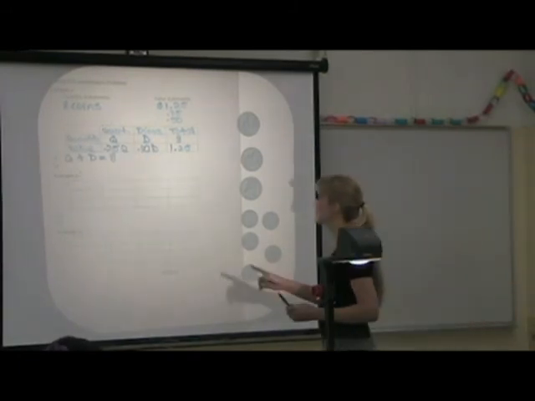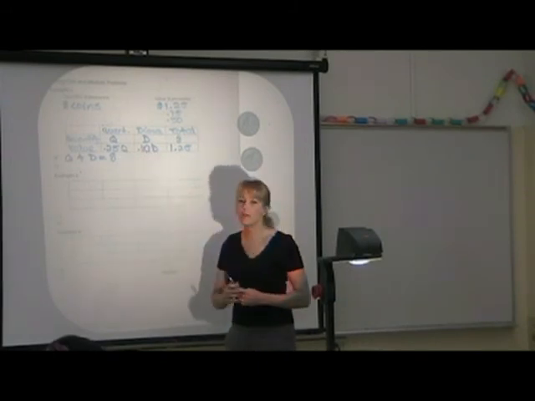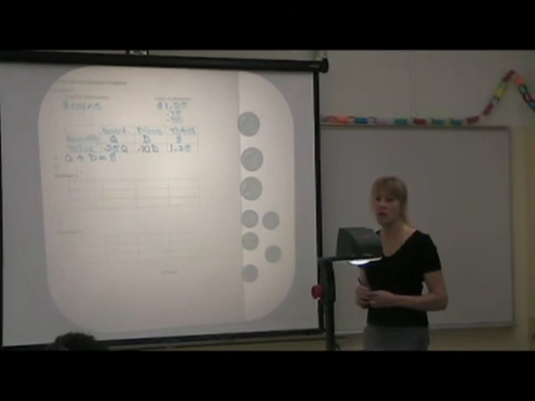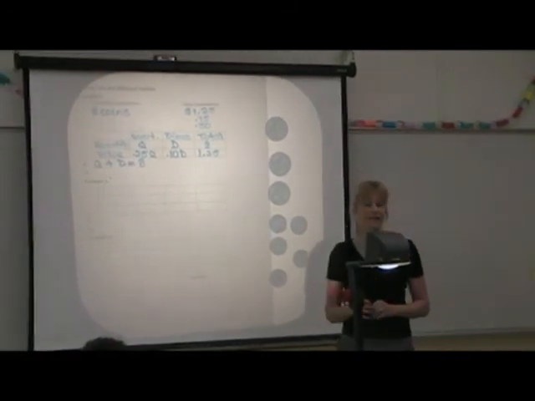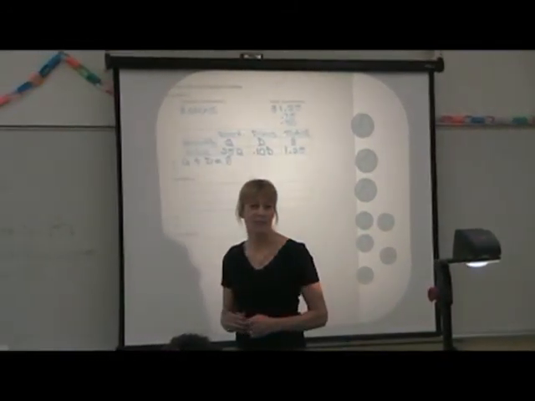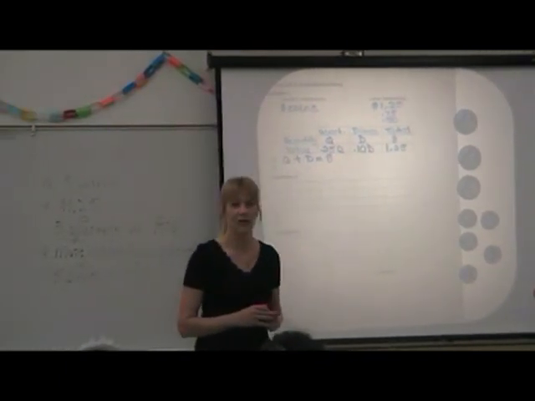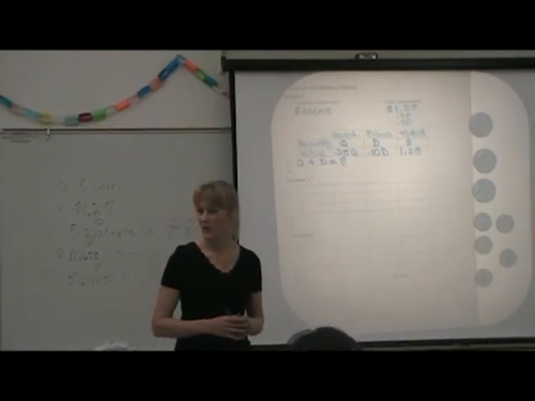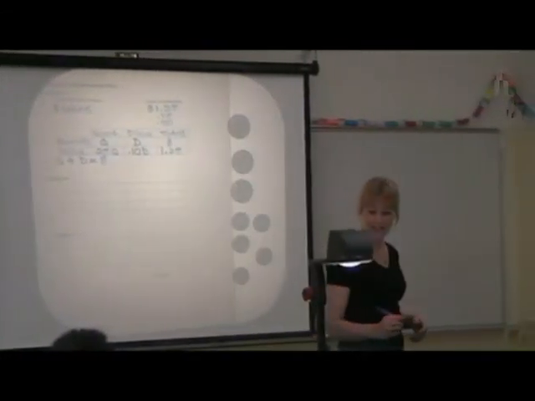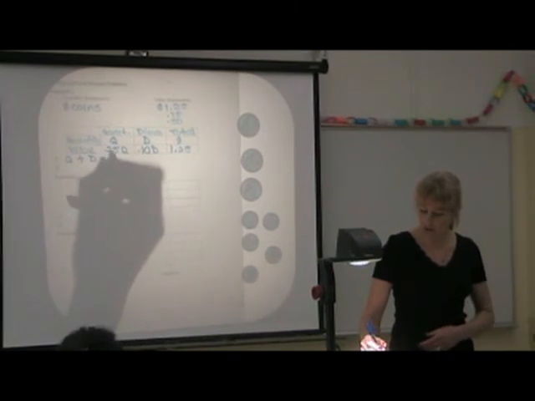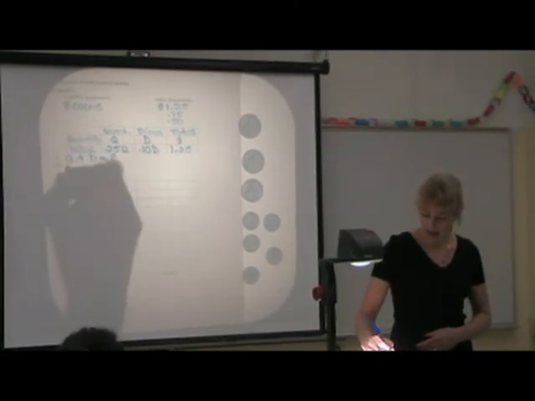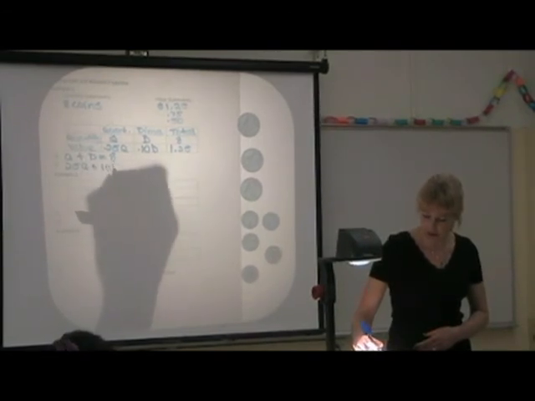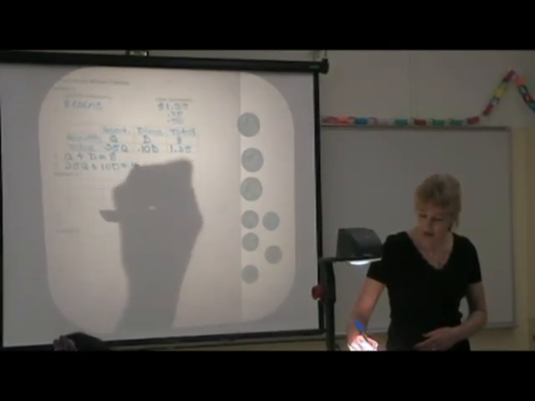I can write this straight out. 0.25Q plus 0.10D equals $1.25. I don't really like working with decimals. Do you guys like working with decimals? No. So how can we rewrite it without the decimal? I like Ursula's idea. She says to move the decimal 2 times. So we can write this as 25Q plus 10D equals 125.